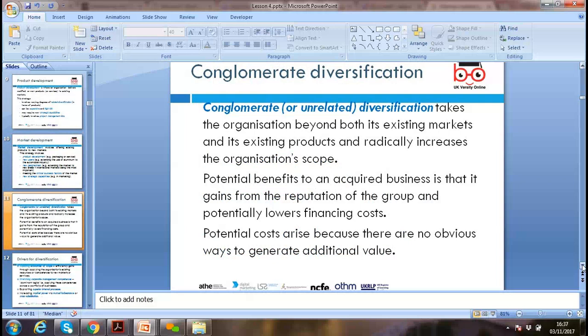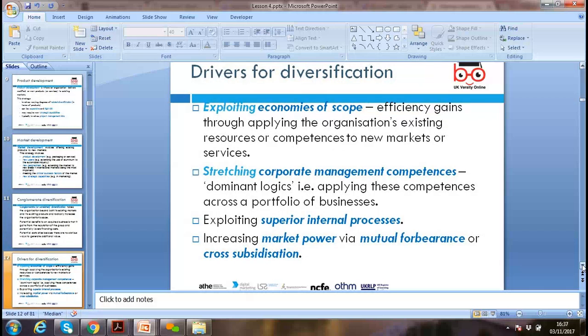Conglomerate diversification, like I just mentioned, goes beyond both the existing market and existing product, a radical increase in our organization's scope. We're looking at the potential benefit of acquired businesses and gaining from their reputation. Lower financial costs. Okay, a driver of diversification is exploiting economies of scope.